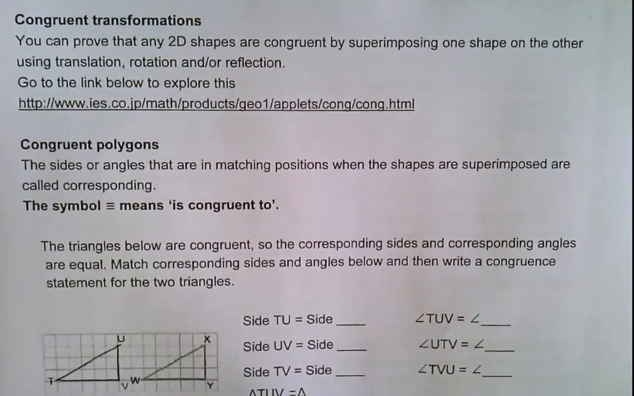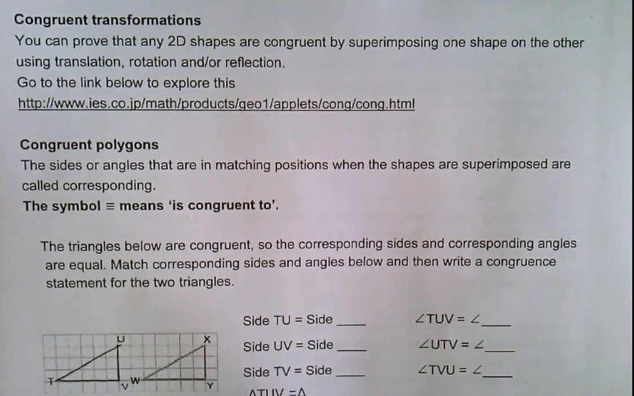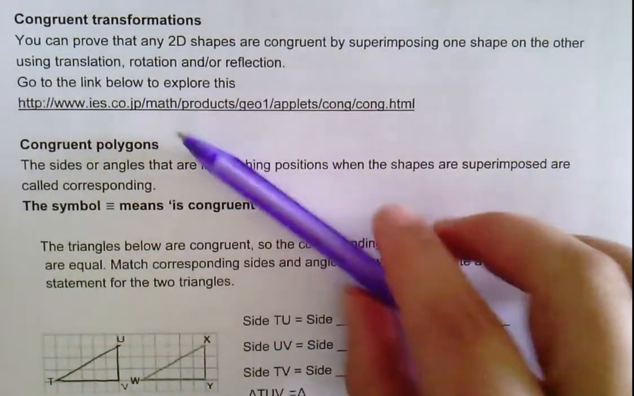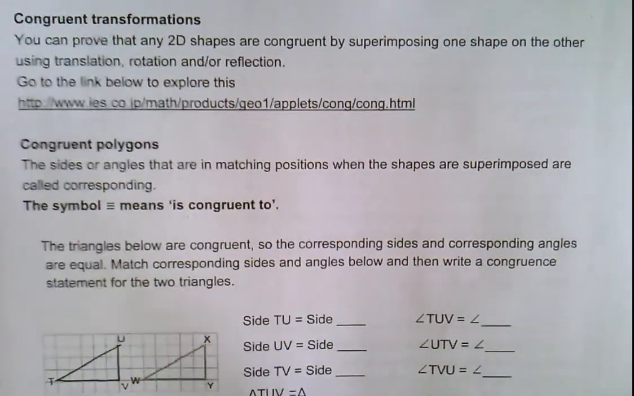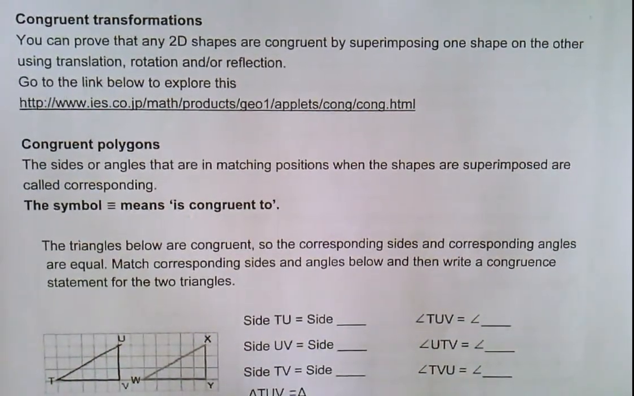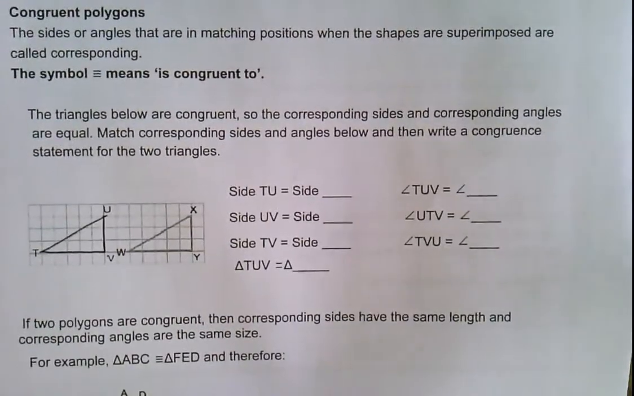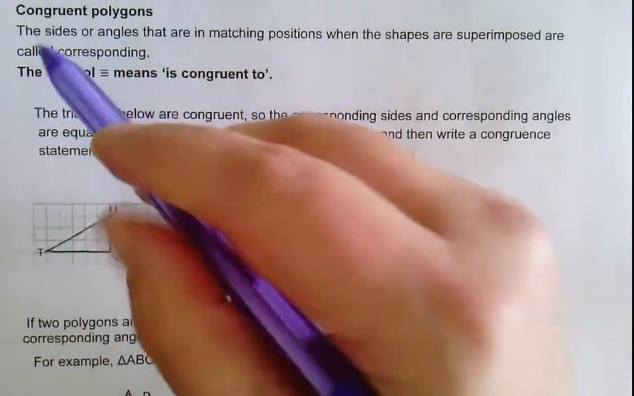Now, you would have gone to this link back in year 8. So in this link, you can just show that two shapes are congruent by rotating, reflecting, and translating. Okay, now, there is a symbol for congruent too.